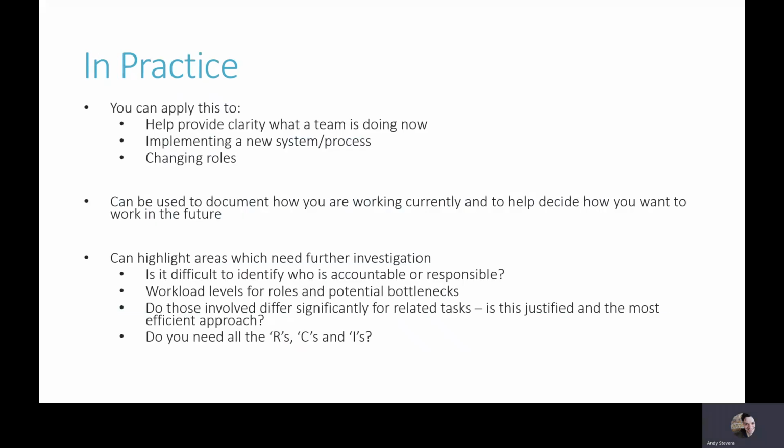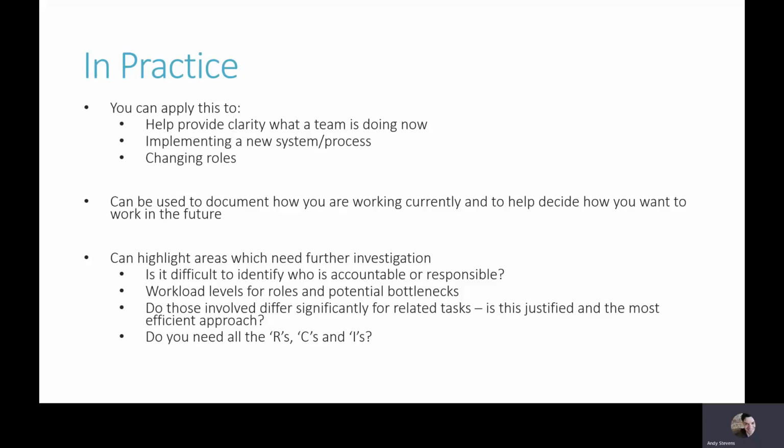How can this be used beyond the Wizard of Oz? So you can apply this in a number of situations. It can help provide clarity with what a team is doing now. So if there's any confusion around that, documenting that clearly. When you're implementing any new systems or new processes, it's a way of documenting what tasks there are and who are involved. Also, if there's any transition or changing of roles, this can be very useful in documenting both the before and the after.